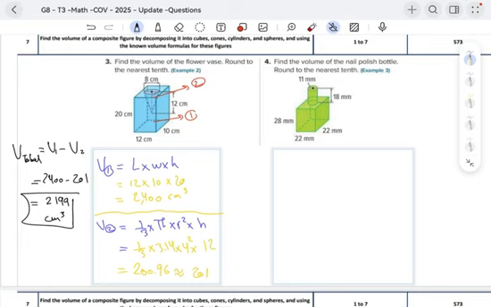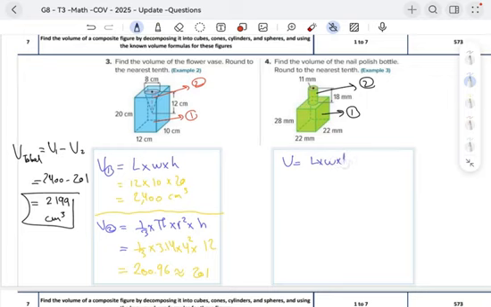Now let's go for question number 4. Here also we're going to separate this shape into a rectangular prism and a cylinder. We're going to find the volume for each shape separately, and then we're going to add them together. The volume of a prism is length times width times height, 22 times 22 times 28, and the answer for this is 13,552, and the unit is millimeter cubed. This is V1.